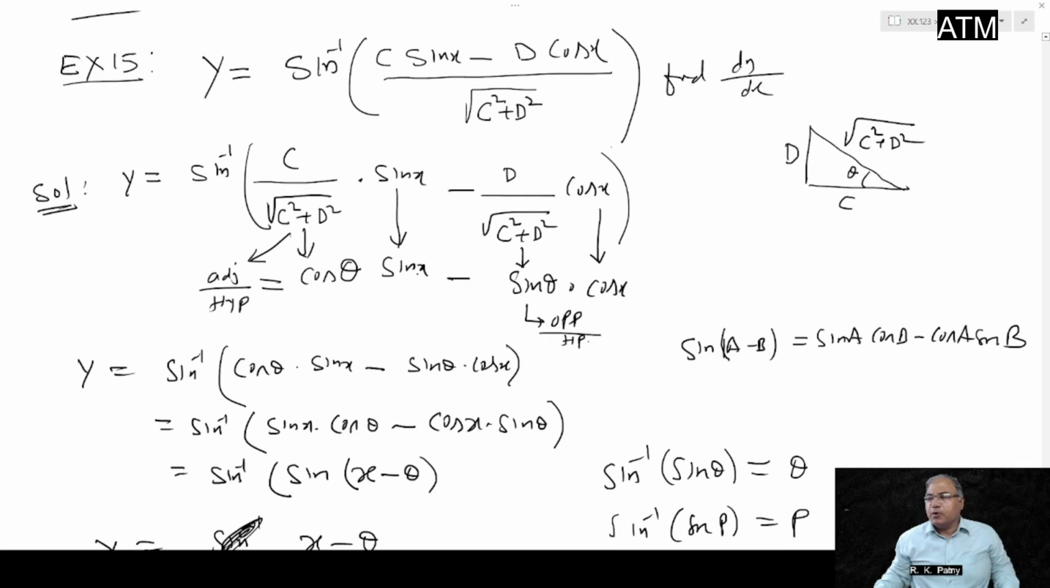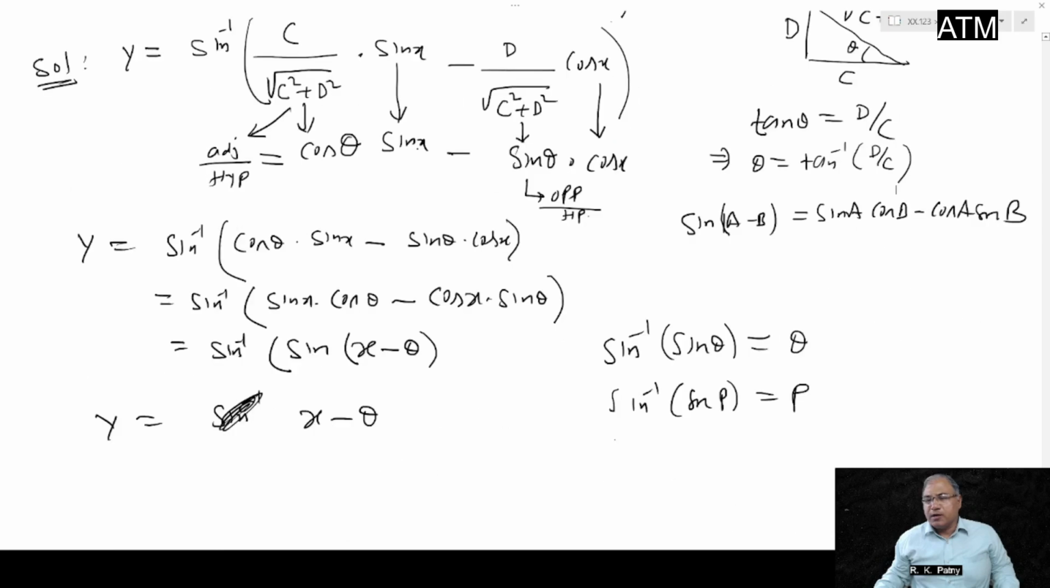Theta can be obtained from this diagram. Tan theta equals d upon c, implies theta equals tan inverse of d upon c. This is the value of theta. Now come back here. We have y equals x minus theta value, nothing but tan inverse of d upon c.